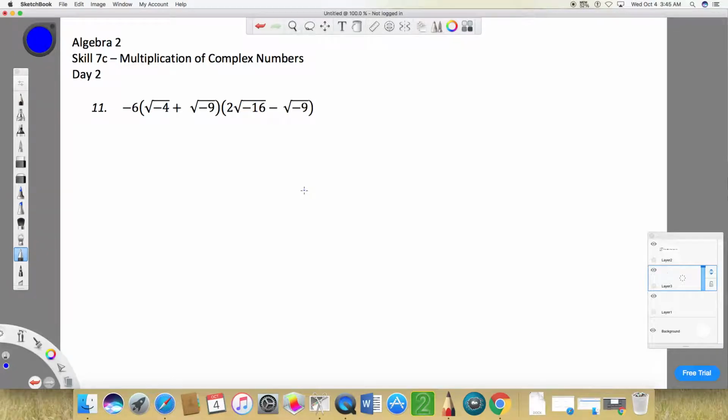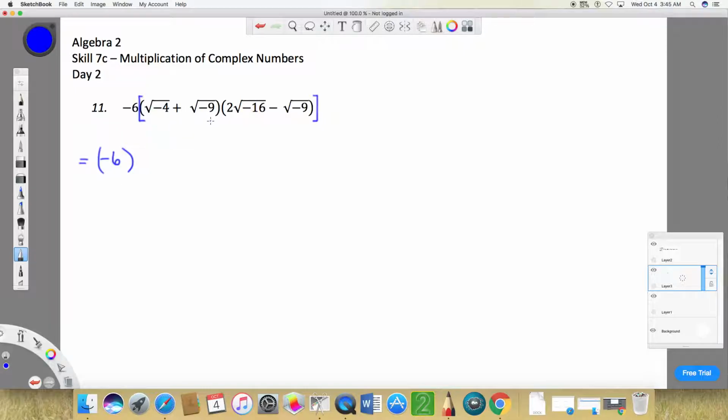Here we're working within the set of complex numbers, and they're asking us to simplify this product. This time we have three factors. I'm going to zero in and do the multiplication of these two binomials first and get an answer, and then take that answer and multiply it by -6. For right now, this -6 is just, I always refer to it as just coming along for the ride, because I'm not really going to do anything with this -6 yet.